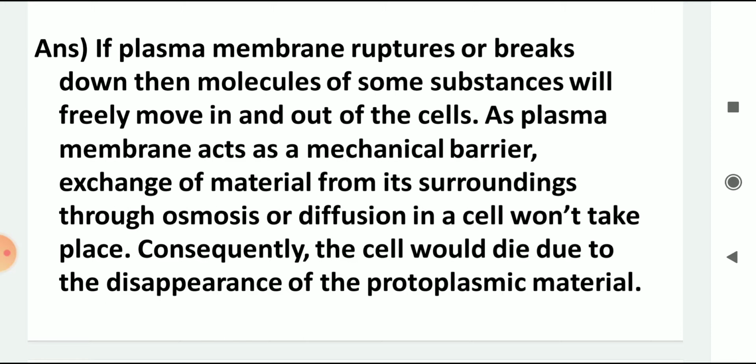So exchange of material with its surroundings won't take place, and consequently the cell would die due to the disappearance of protoplasmic material. It means if the plasma membrane fractures or breaks down, then consequently its materials will slowly start to go out and the cell would die.